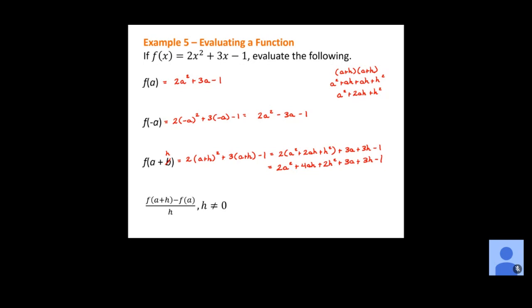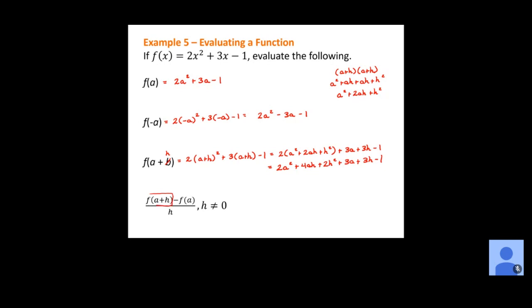All right, and then the last one here, we have f of a plus h minus f of a, and then we're dividing all of that by h. And now notice here they tell us that h can't be equal to 0. That's just so we don't end up with a 0 in the denominator, okay, because we can't divide by 0. So if we calculate this one now, we're going to start with f of a plus h.